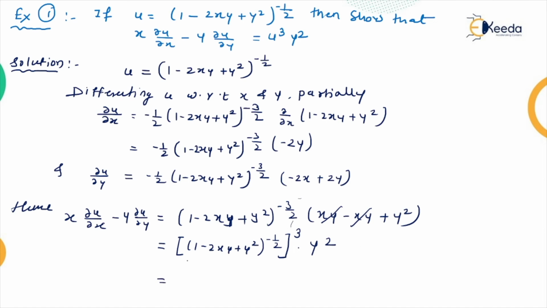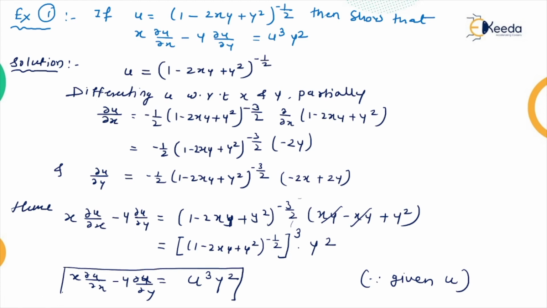You observe this bracket is given u. So this is u cube into y², since I am writing given u. So the value of x ∂u/∂x minus y ∂u/∂y is u cube minus y², I hope you understand this proof. This is all about example first.